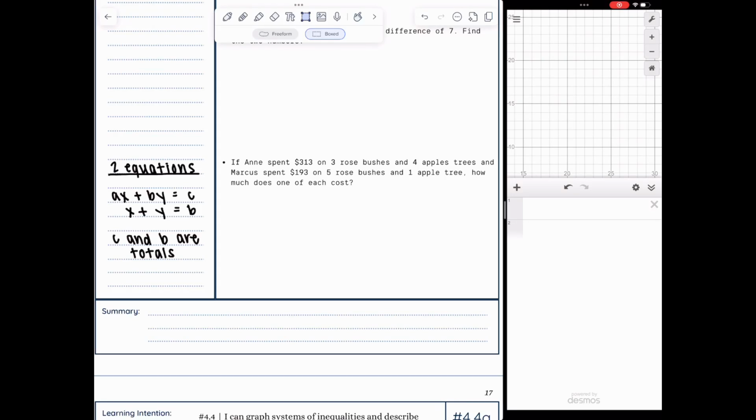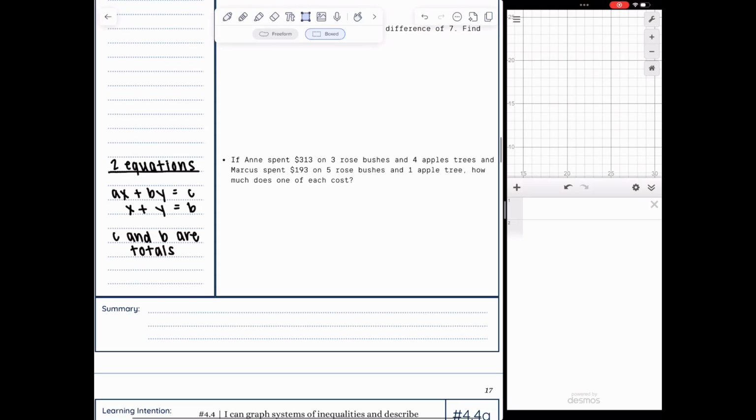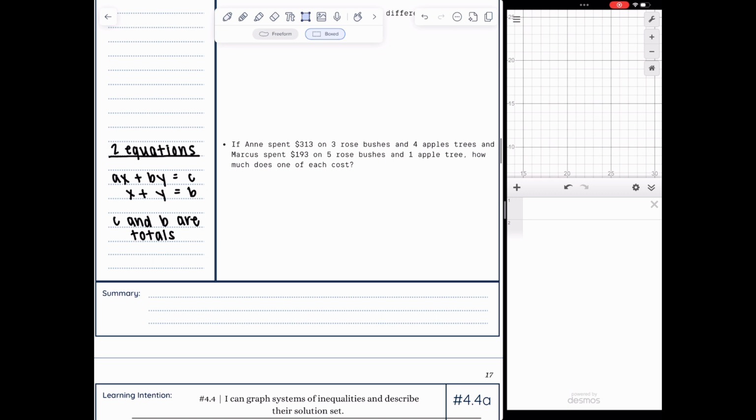Hello and welcome to our fourth and final example of solving a system of equations with word problems specifically. Remember that we're using Desmos here, so it's making our lives a little bit easier.